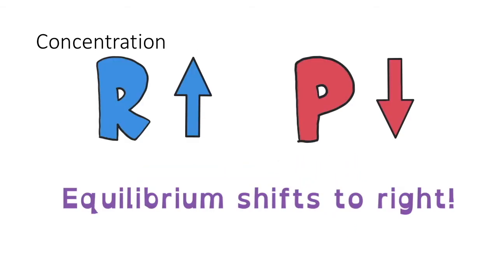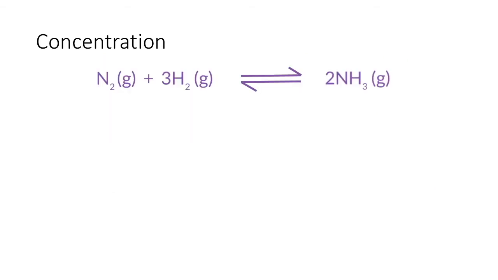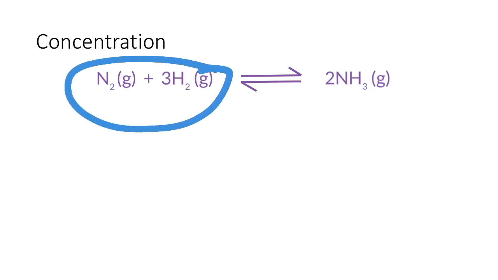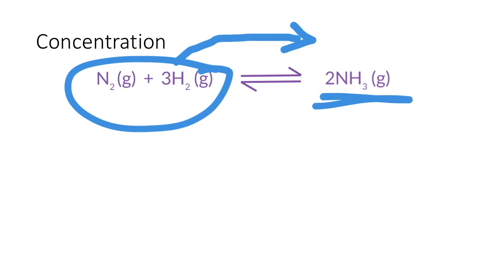If we're looking at concentration, if we increase the concentration of reactants or decrease the concentration of products, the equilibrium will shift to the right towards the products. So with the Haber process, if we increase the concentration of our reactants here, we're going to increase the rate of the forward reaction, we'll shift the equilibrium to the right, and we'll end up with a higher yield of our product.